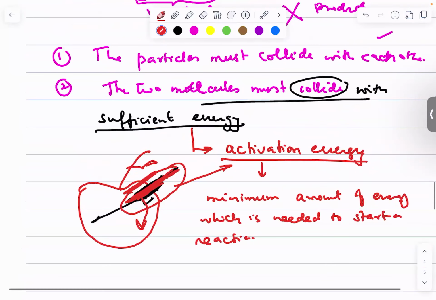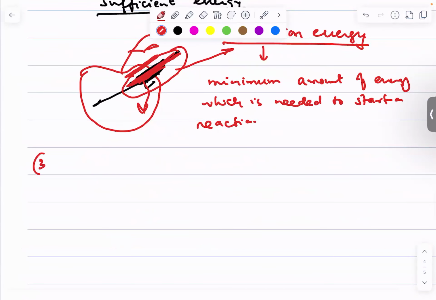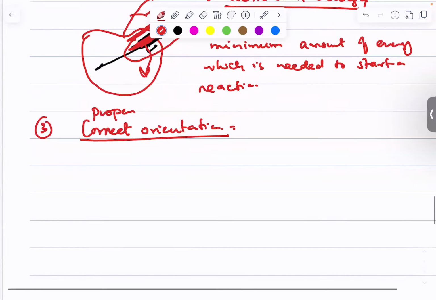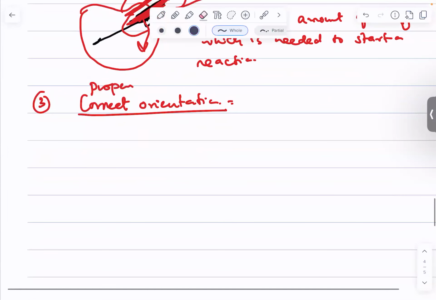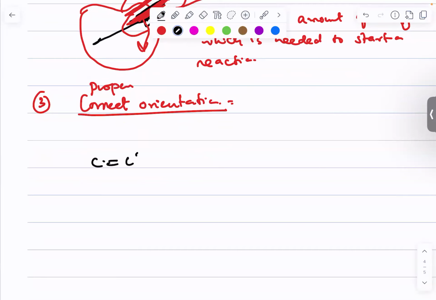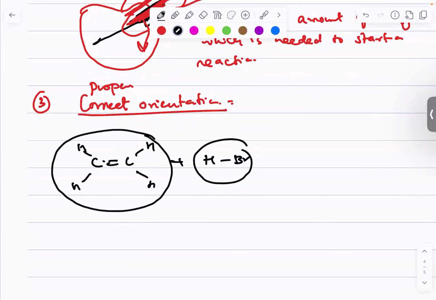Now, the first point, the second point, and now the third point, that is correct orientation. What is the meaning of correct orientation? That means the reaction will only take place when the molecules collide with each other in the correct or proper orientation. Now, what is proper orientation? Let's suppose we have ethene. You know, it reacts with HBr, right? Now, this is one molecule and this is another molecule.